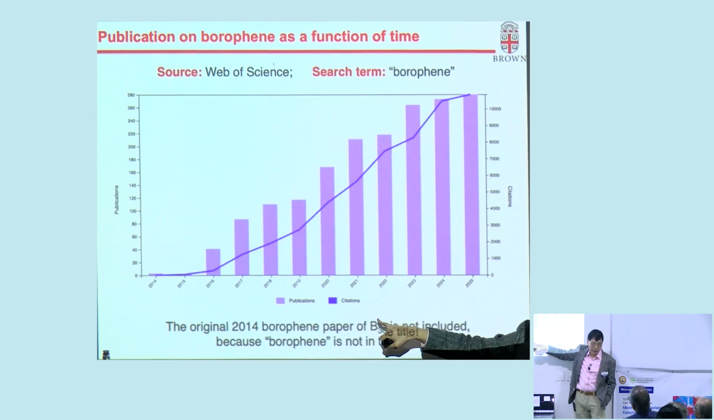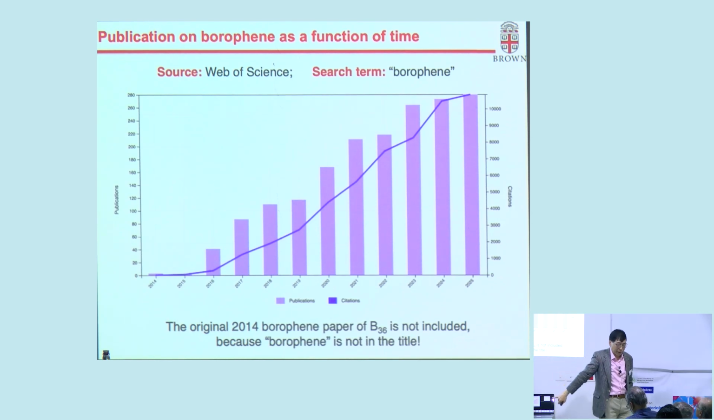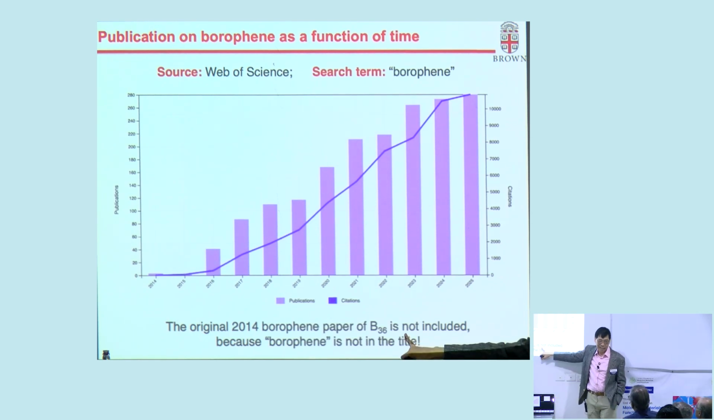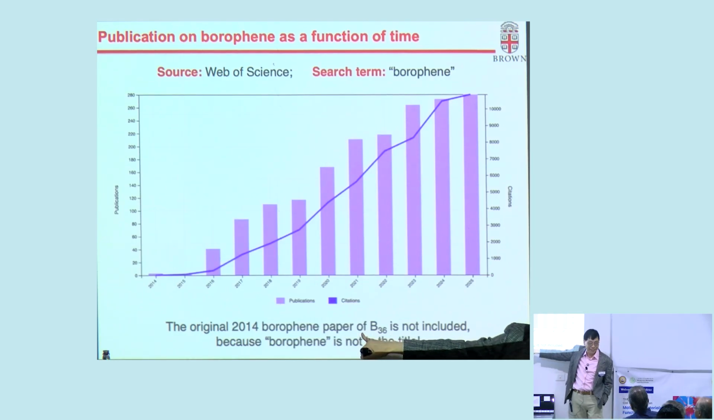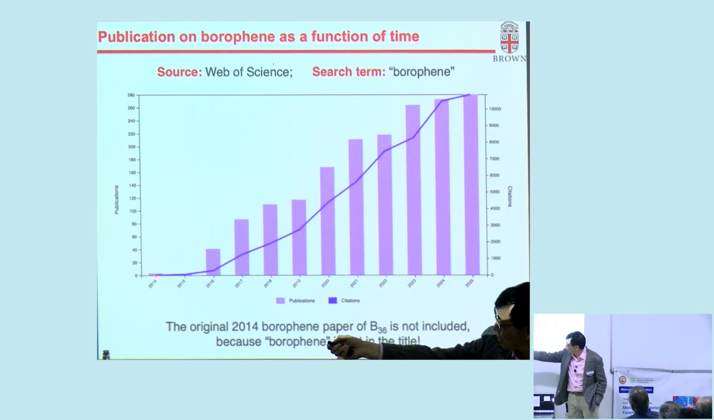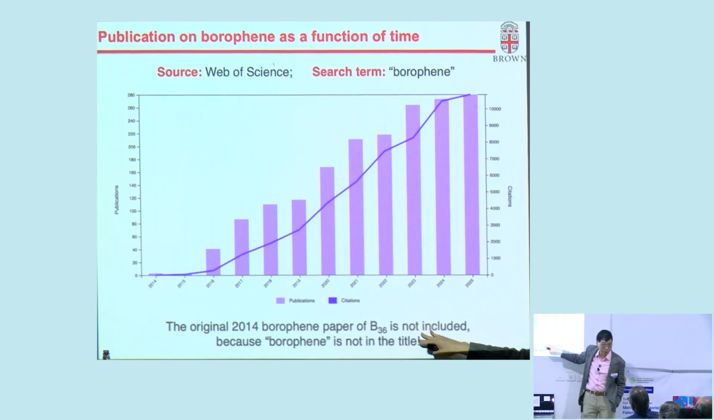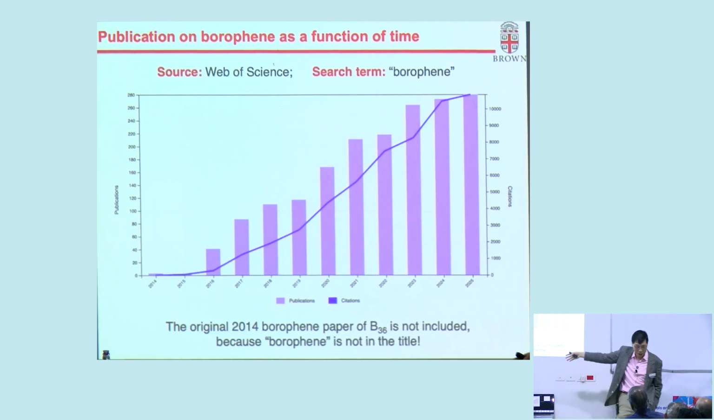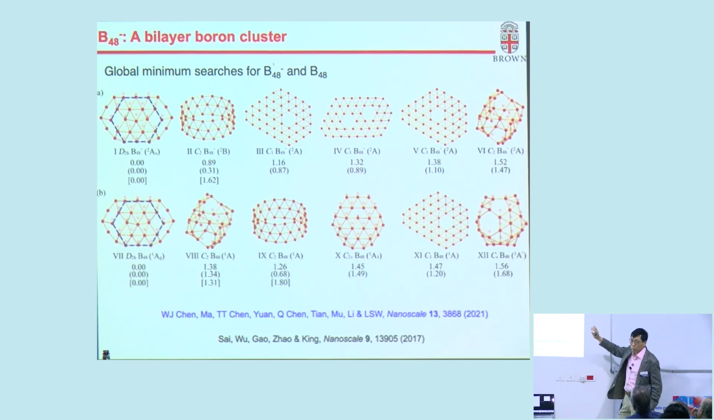In fact, in our initial submission, we had boron in the title, but the editor insisted we not put boron in the title. We only discussed this naming in the last paragraph. Consequently, if you look at the 2014 paper, it is not our original boron paper. It's actually Jack's paper on B35, because in that paper they have boron in the title. But anyway, let's move on, right?